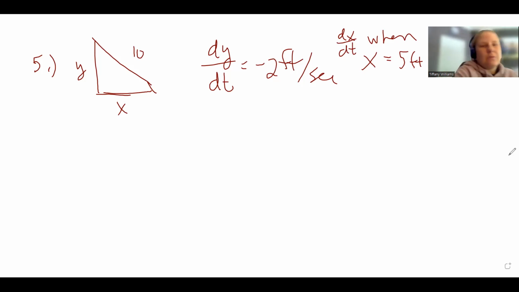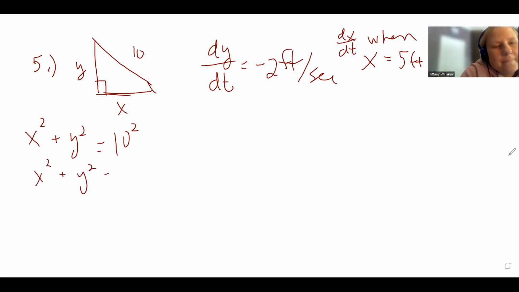So now this is a right triangle, right? Because we had a wall. For a right triangle, I need to have some type of formula, and since we're talking about the lengths of sides, that means to me that I'm going to be using the Pythagorean theorem. So I'm going to be using the formula x squared plus y squared equals 10 squared. And of course, we can rewrite this to be x squared plus y squared equals 100.